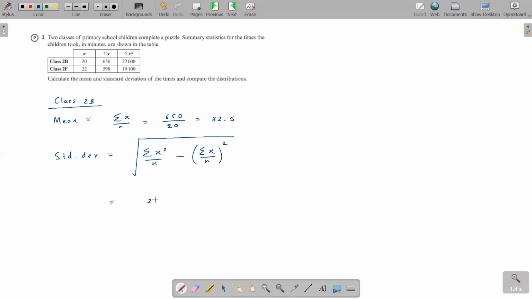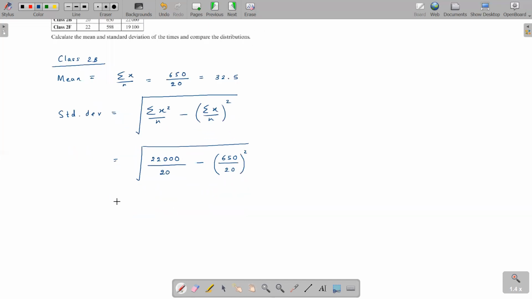Sigma x square is 22,000 over n is 20, minus sigma x is 650 over n is 20, holding square. You can type this in the calculator and get the answer. So it's 6.61437, it goes on. So basically, the answer correct to 3SF is 6.61.